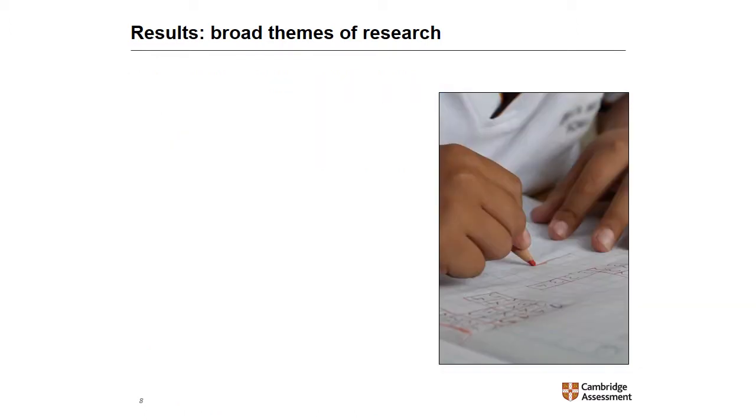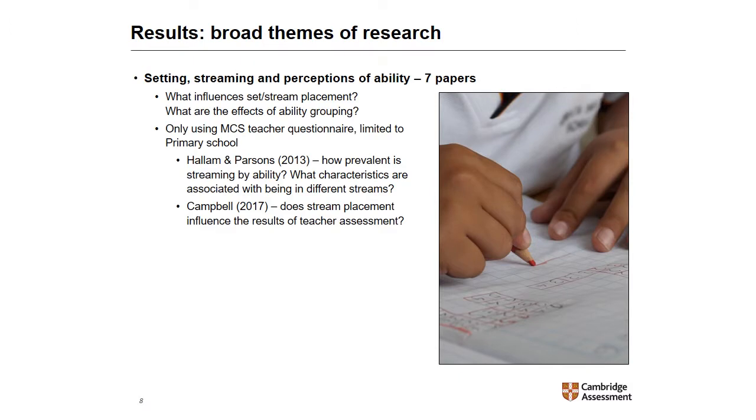The next theme I identified was based on setting, streaming and perceptions of ability. So these were papers asking questions like what influences the placement into ability groups like sets and streams, and what are the effects of ability grouping. And again, just to point out, these were all carried out using data from the Millennium Cohort study, and that's because the teacher questionnaire, which was put out while the children were in primary school, asked explicitly about ability grouping.